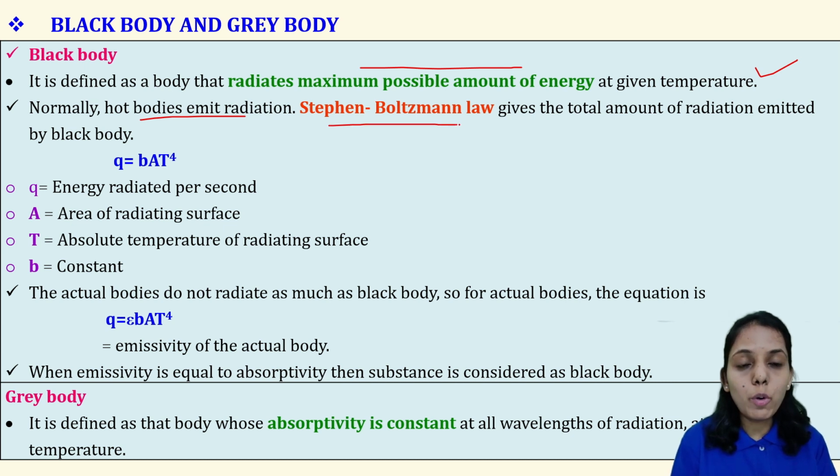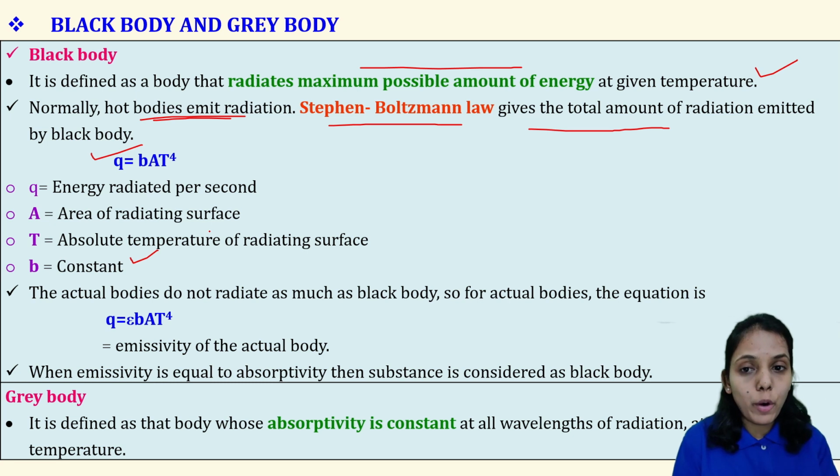Now according to the Stefan-Boltzmann law, which gives the total amount of radiation emitted by a black body, the energy radiated per second, Q, is equal to B into A into T raised to 4. Q indicates the energy radiated per second, because hot bodies emit radiation. B is a constant. A is the area of the radiating surface; definitely if the area is more, more energy will be radiated. T is the absolute temperature of that surface; the higher the temperature, the higher the energy radiated. So this is the Stefan-Boltzmann law.